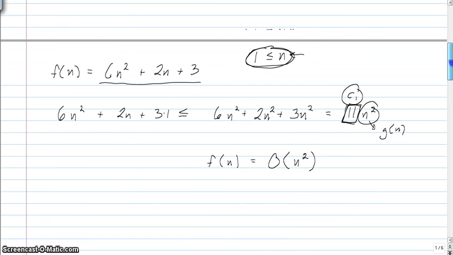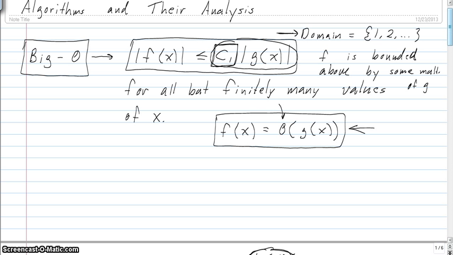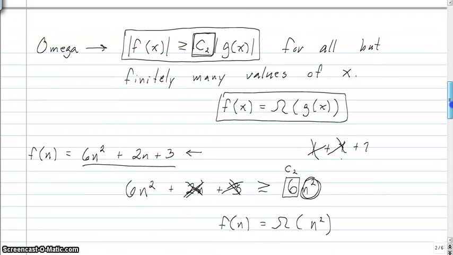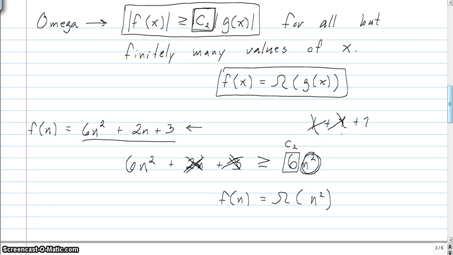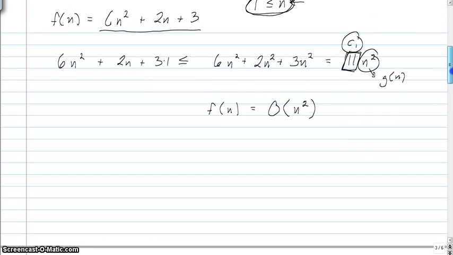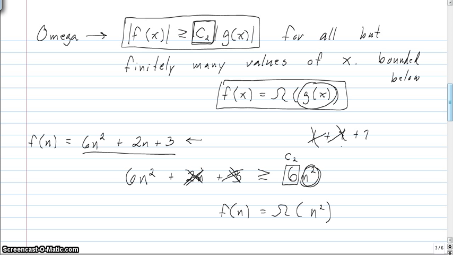And so in the first example we said that this kind of meant that our function was bounded above. So in the most general sense, what the omega notation tells us, I should have written this earlier, is that a function is bounded below by some multiple of g of x. Right? In this case, bounded below by some multiple of n squared.